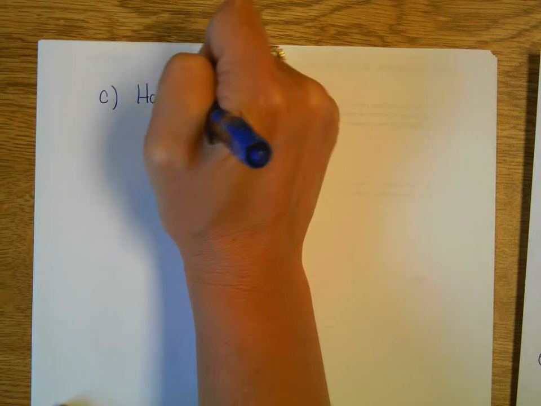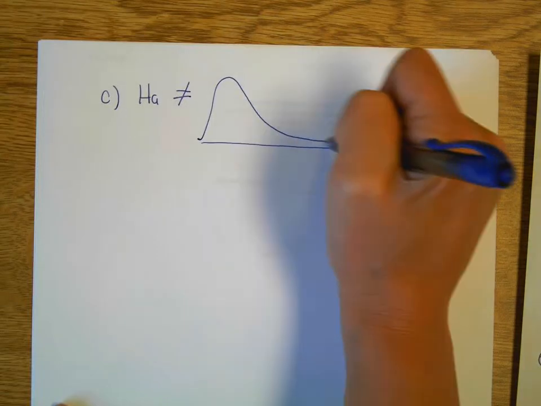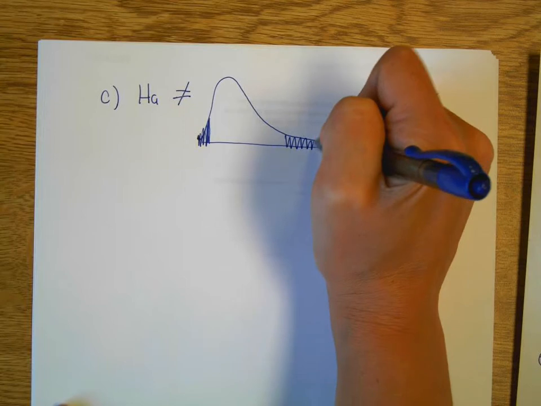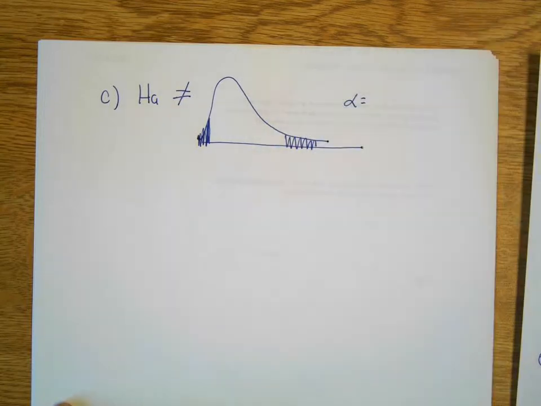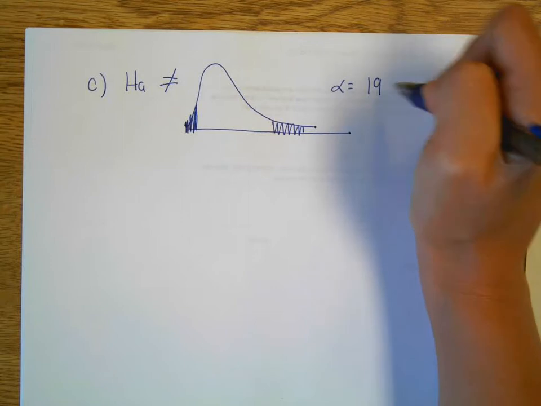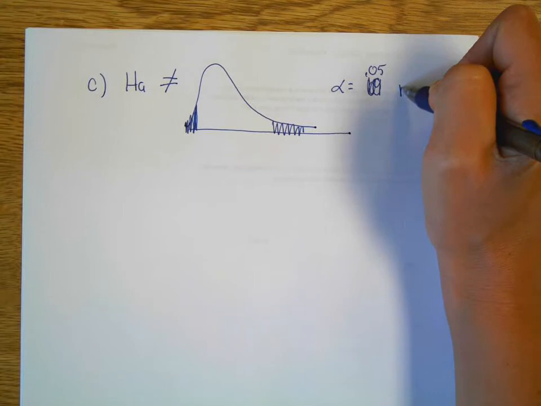And I think you can probably guess what's coming up next. So part C. What's my last option for the Ha? Not equal to. Yeah, good try. Alpha is, let's go 19. Oh, sorry, sample size. The alpha is 0.05 again. N is 19.